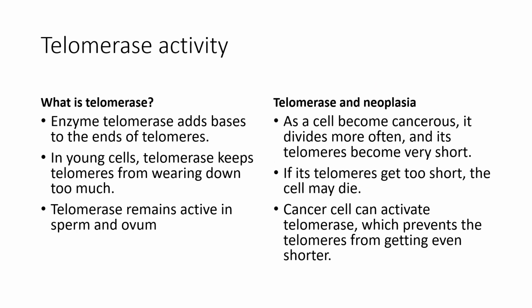The enzyme telomerase adds bases to the ends of telomeres. In young cells, telomerase keeps telomeres from wearing down too much. As a cell becomes cancerous, it divides more often and its telomeres become very short. If they become too short, the cell may die. Cancer cells can activate telomerase, which prevents the telomeres from getting even shorter.